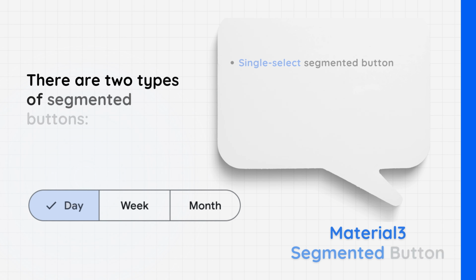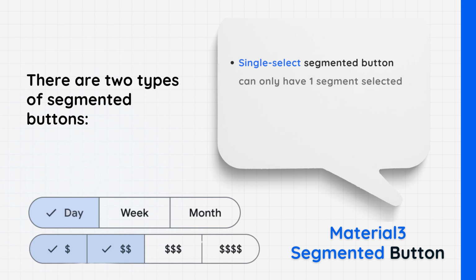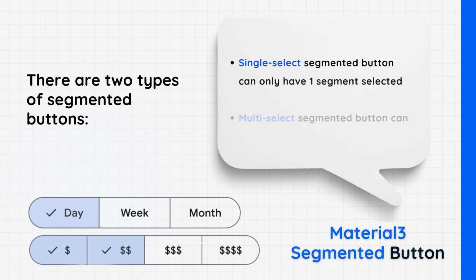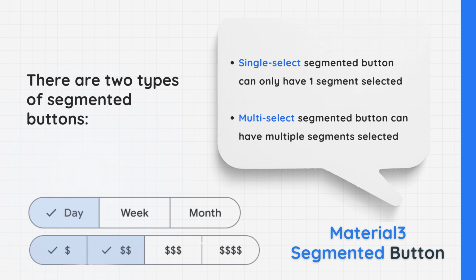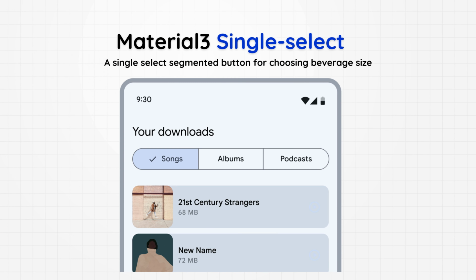There are two types of segmented buttons. A single select segmented button allows only one option to be selected at a time. A multi-select segmented button lets users select multiple options at once. This is a Material 3 single select segmented button, used for choosing one beverage size at a time, like small, medium, or large. Only one option can be active at once.